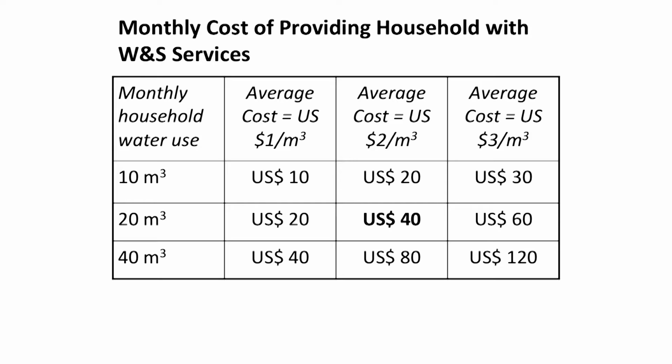At the low end, consider a household that only uses 10 cubic meters per month and uses water and sanitation services that only cost $1 per cubic meter. Now the total cost per household per month is $10. It doesn't get much cheaper than this to provide piped water and sanitation services to a household. At the upper end of the range, for a household using 40 cubic meters per month that uses US dollars per cubic meter of 3, the total cost per month will be $120 US.